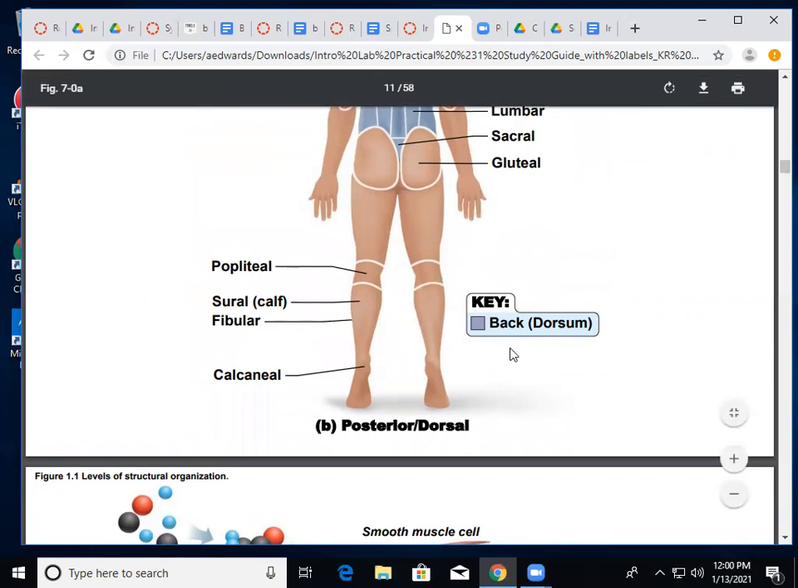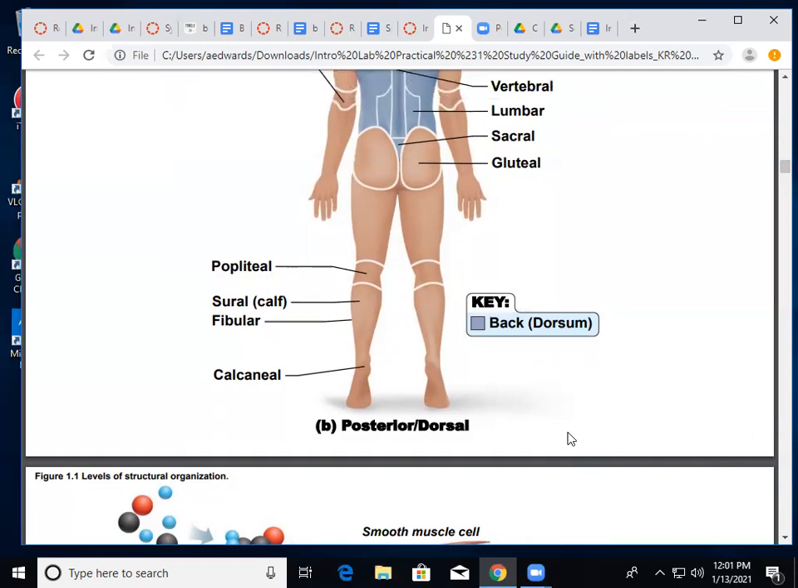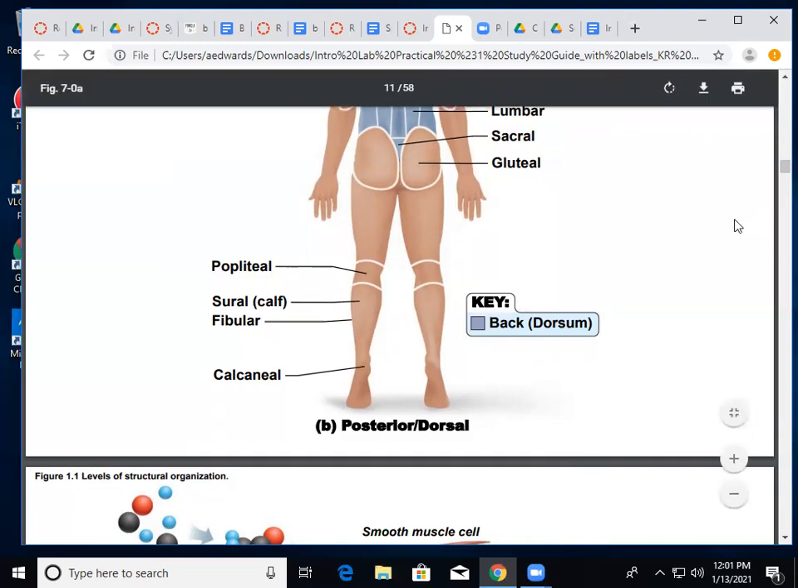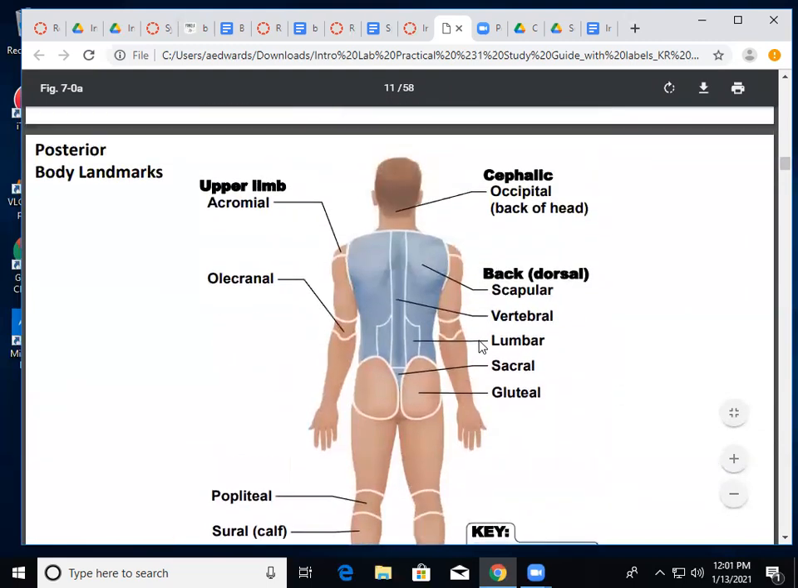Just like the front of the leg, we call that crural. Where your calf muscle is, we call it sural. And there's your fibular region again on the side of the leg. Now, the base of the back of your foot, we call it calcaneal. There's a calcaneus bone there. So those are your posterior body landmarks.